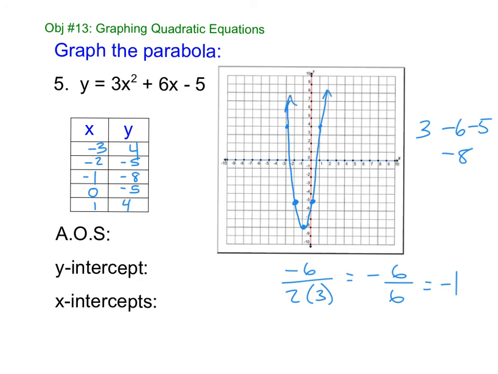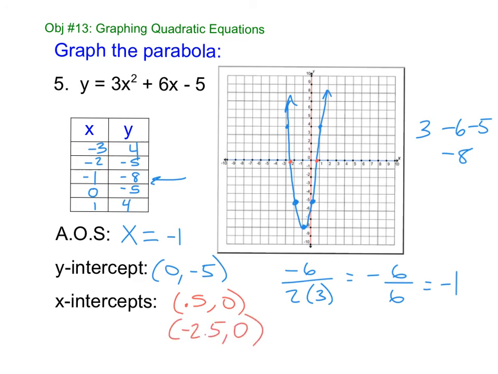So what's my axis of symmetry? X equals -1. Remember, it's the vertex. My y-intercept is 0, -5. What's the x-intercept? If you look, it crosses at some weird point. We don't really know what they are. So let's estimate. It's about 0.50 and negative 2.50. We'll go over in the next lesson how to actually find the exact answer.